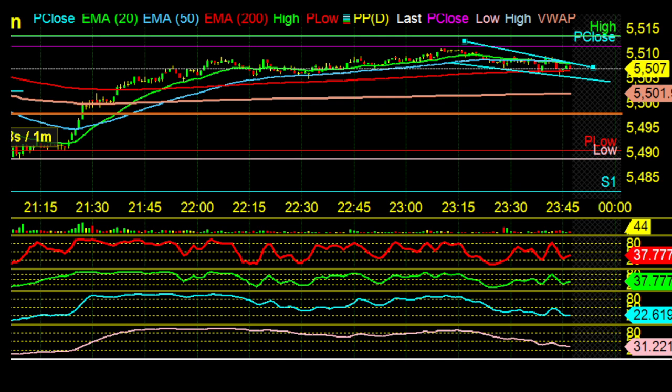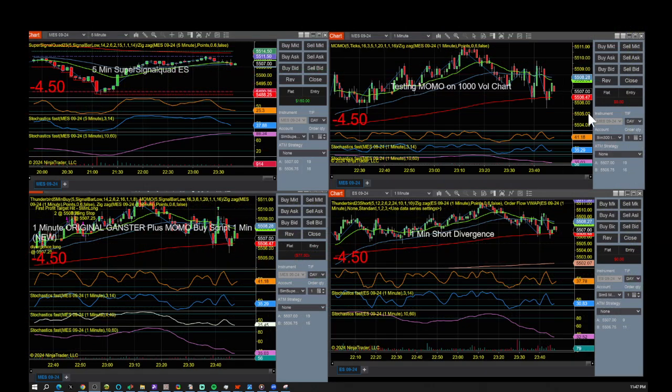Each one of the bots is actually running on a different time frame. If you go to the bot channel at Day Trading Radio, I've got all the bots running. We're testing the Momo on the 1000 volume chart. On the bottom here, some short divergence. Over here on the left, the original gangster, which is called the 5-minute Thunderbird, but we put it on the 1-minute time frame. Works great.